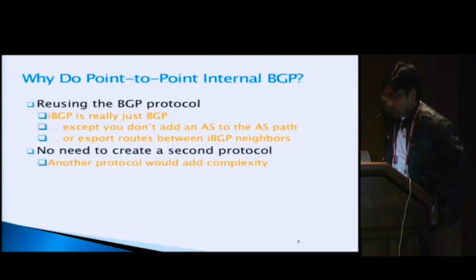So why do we need the point-to-point connection inside iBGP? Because, as I said, the loop prevention mechanism in BGP is such that internal iBGP doesn't carry the AS path. That's why you need to have full mesh connectivity between all your internal peers.